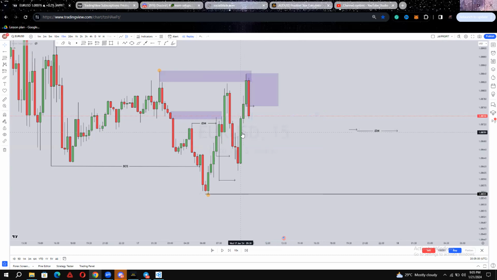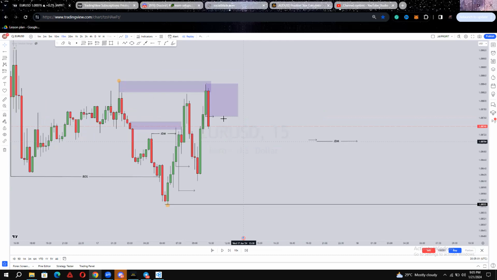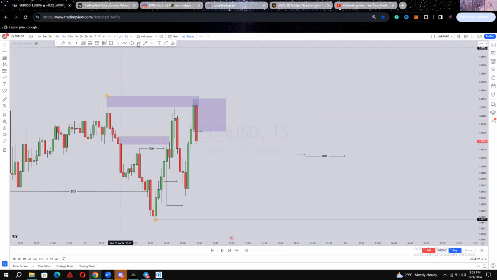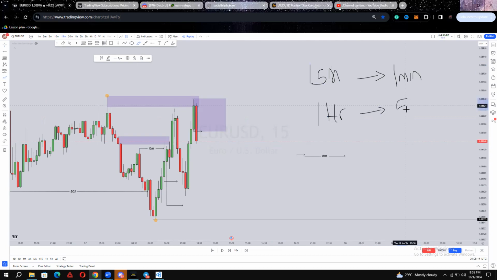So basically, I explained that these are the time frames that we use. If you want to use the 15 minutes time frame as your higher time frame, then if you want to make an entry, you move to 1 minute. If you're using the 1 hour time frame as your higher time frame, you move to 5 minutes. This is what we use.